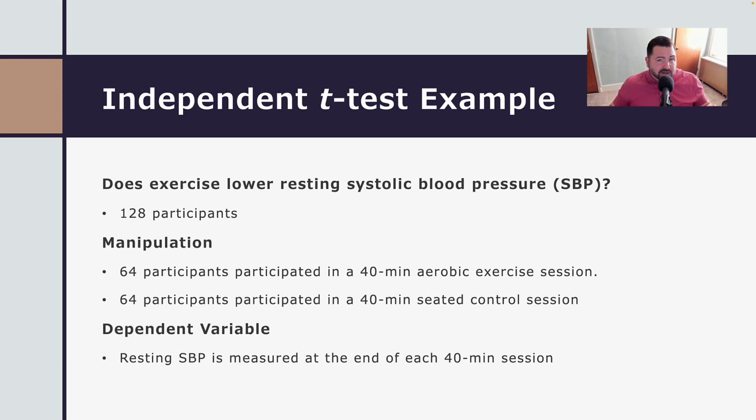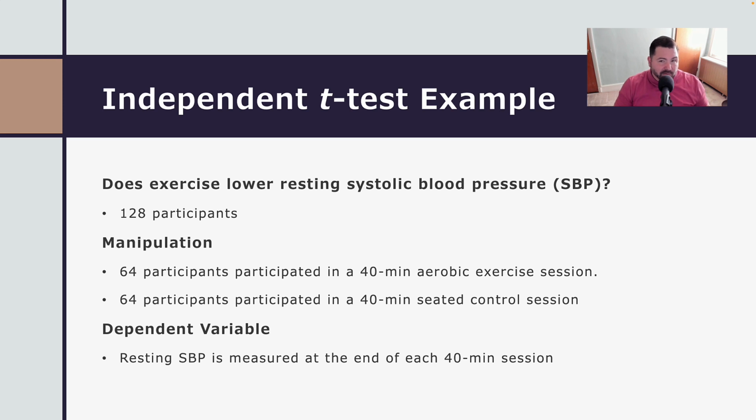Okay, so let's look at another example. Again, I think these examples are helpful to put it into context. So let's say I want to know if exercise lowers resting systolic blood pressure, right? People who exercise, and I want to know if exercise can improve your blood pressure. So I determined from my a priori power analysis that I need 128 participants in this study, right? 64 in each group. And so I'm going to randomly assign people, 64 of which are going to participate in aerobic exercise, and 64 of which are not going to perform aerobic exercise. They're going to be randomly assigned to stay put and to do a seated control session.